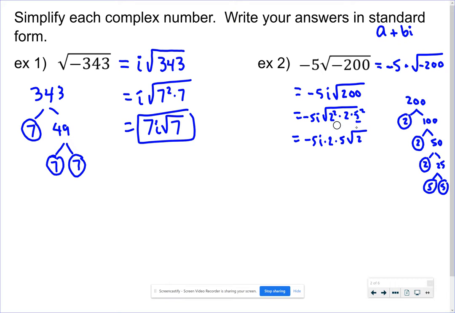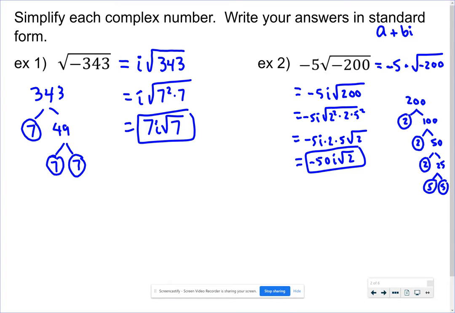Okay. There we go. So we have negative 5i times 10. Switch them around a little bit. That's times 10. 2 times 5 is 10. Switch the order that we multiply. Negative 5 times 10 times i. That's negative 50i times the square root of 2. And we are done. That's example 2.